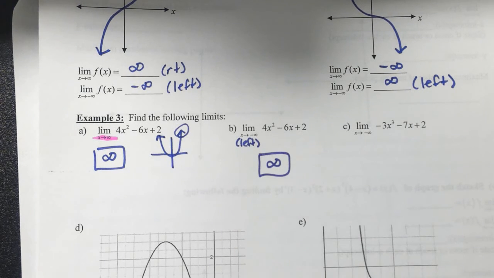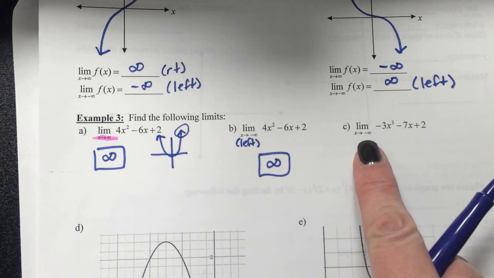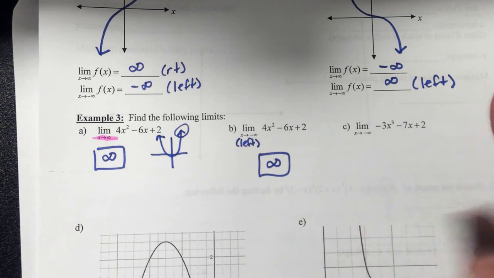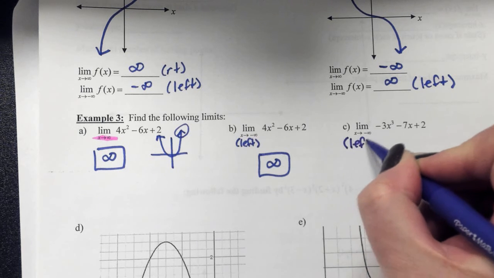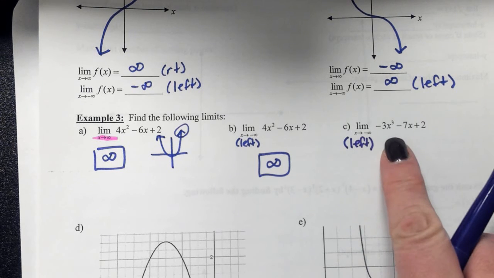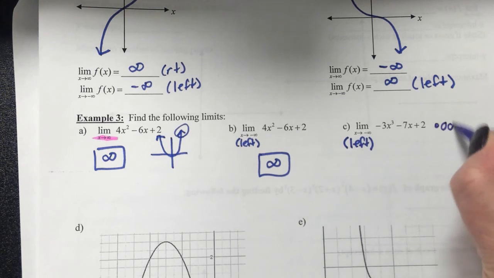Okay? So when they ask you about limits going to infinity, the question's not going to say to graph. What you have to understand in your mind is you've got to remember what the behavior of these functions looks like. So now let's take a look at C. The limit is x goes to negative infinity. What side of the graph am I looking at, the right or left? Left. So now take a look at this polynomial function. Is it an odd or even degree? Odd. So I know it's an odd degree function.